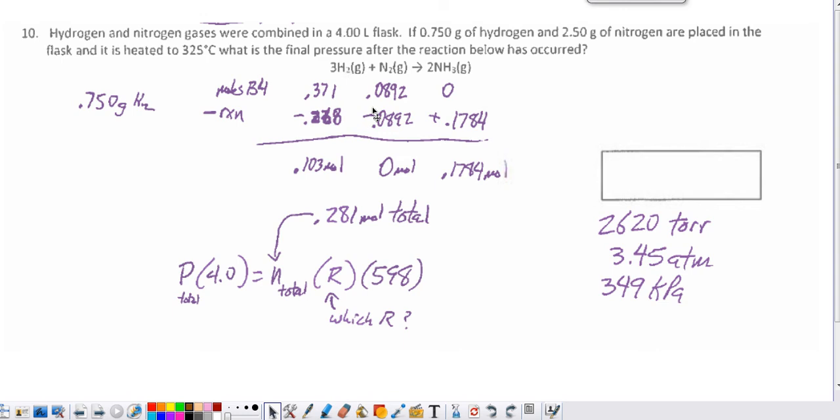I found that, let me do that, 0.371 times 2/3, I could have made 0.247 moles of ammonia if I base the math off of hydrogen, but of course I'm going to make the smaller value.